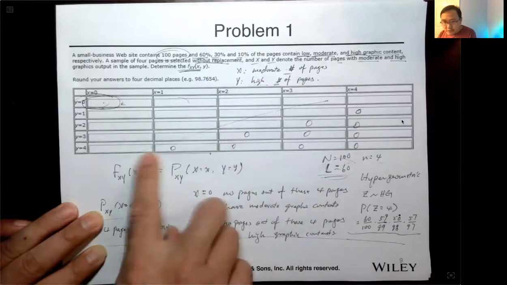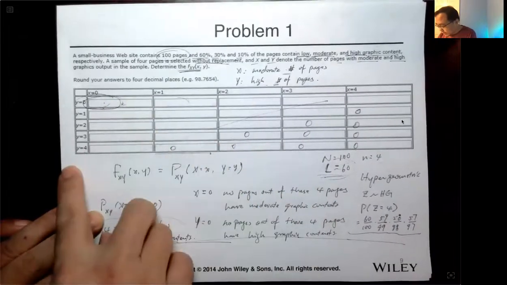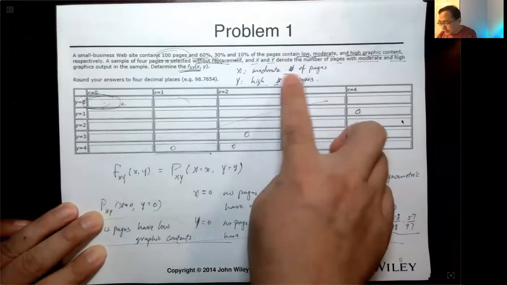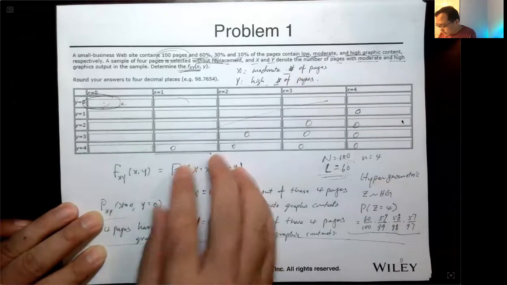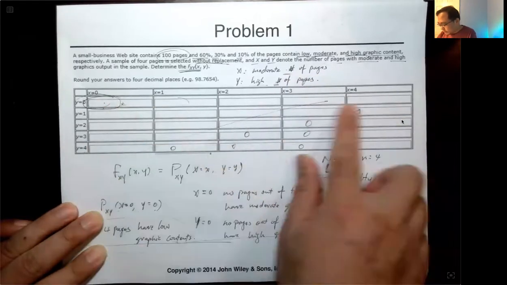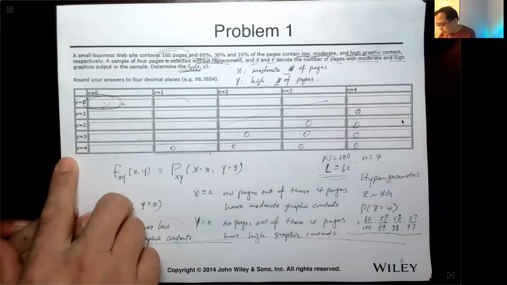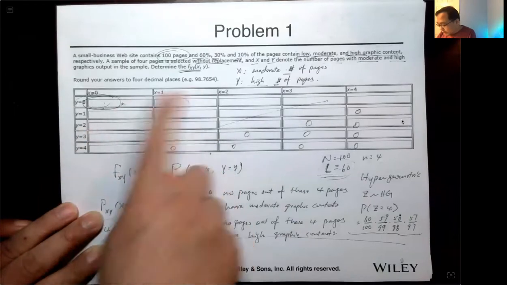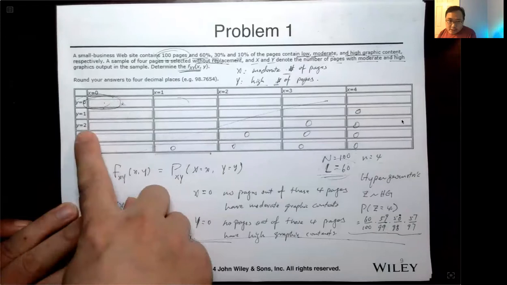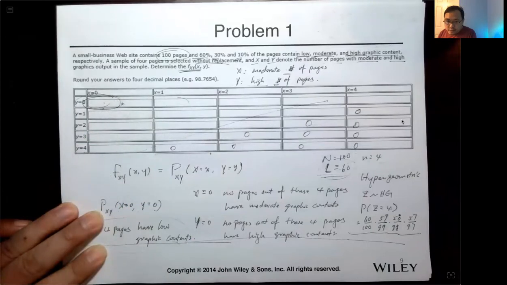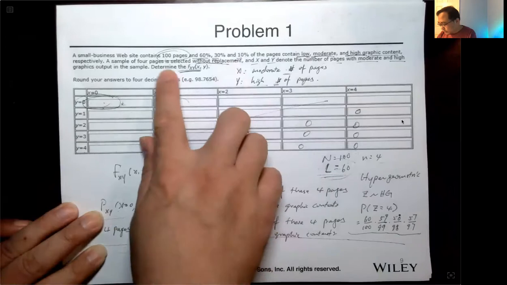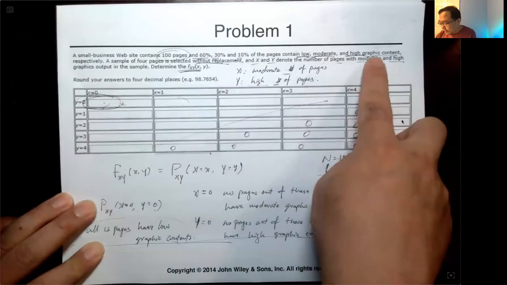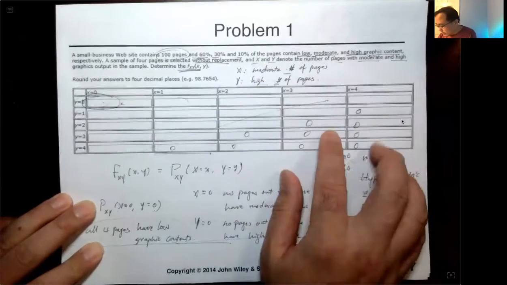As we said before, it's the contingency table. X and Y: X could be 0, 1, 2, 3, 4 because it is the number of pages. In the sample there are totally 4 pages, so X could be 0 to 4, and the same for Y. And because X and Y are not independent. X and Y basically are two properties of the page, a web page: moderate graphic content and high graphic content.